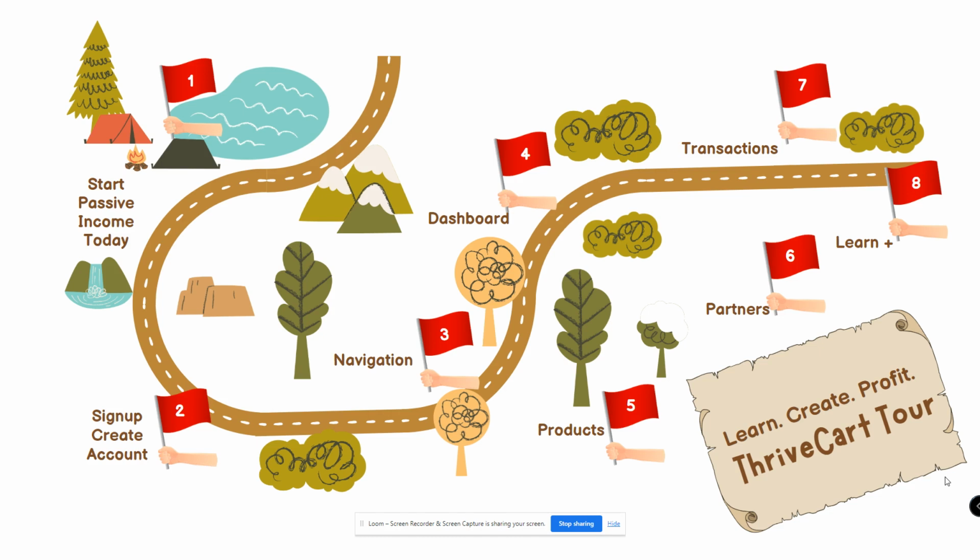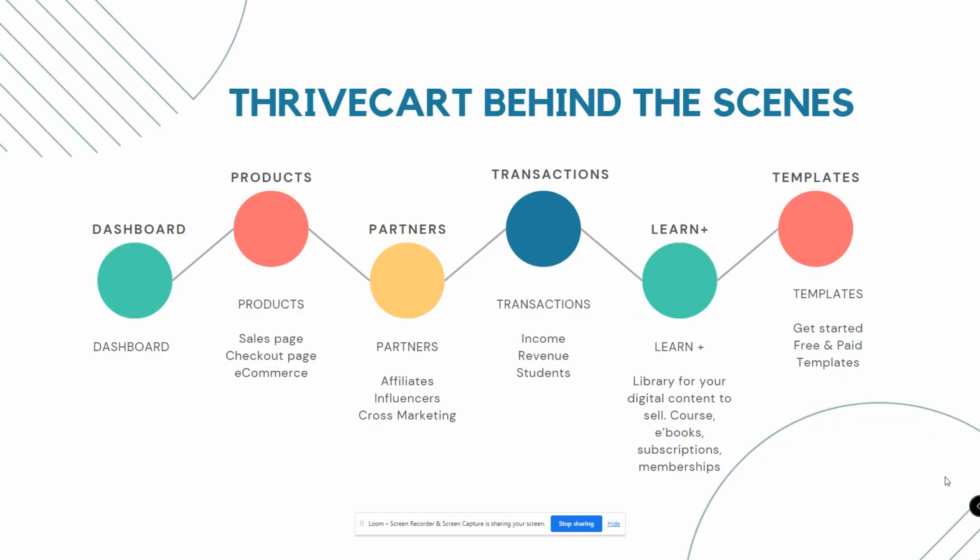The next part is the dashboard, and this is where you see the big picture of everything that's going on in your ThriveCart account. The fifth item are products, and then we have partners, transactions, and learn. So let's go take a quick look at this.